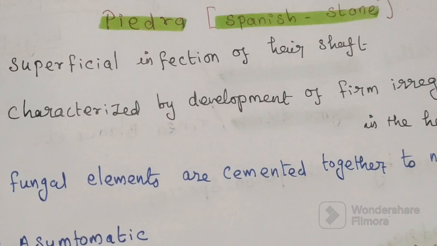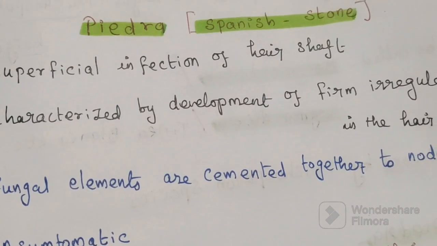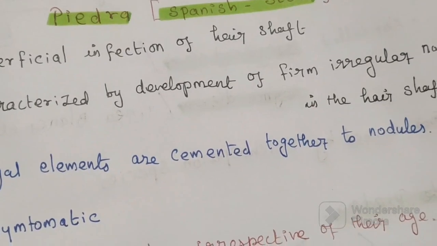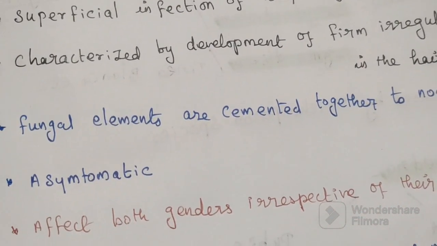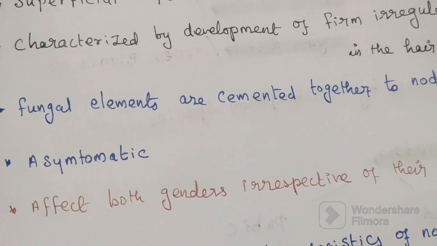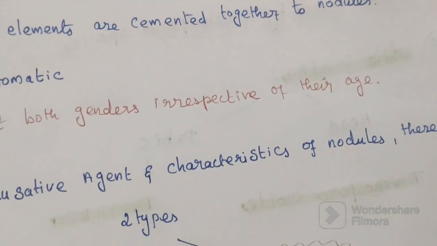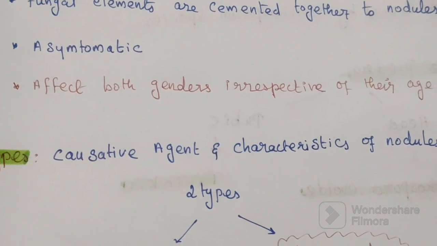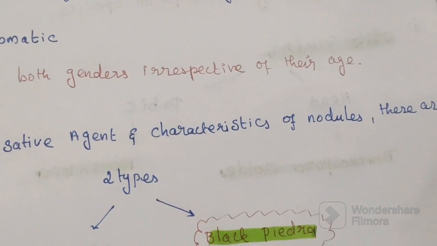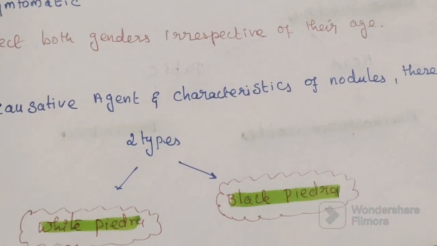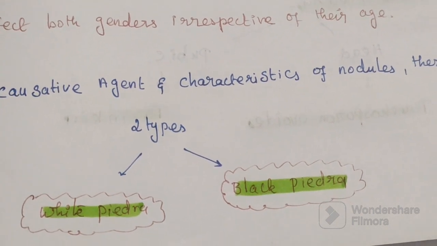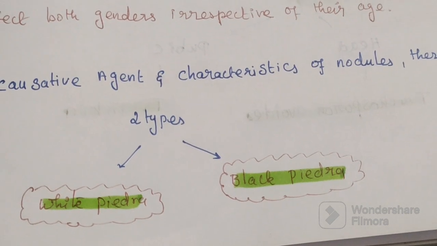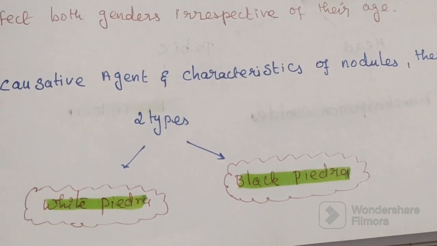The fungal elements are cemented together to form nodules. Mostly this one is asymptomatic. It affects both genders. Then, types are based on the causing agent and the characteristics of the nodules. It is classified into two main types: white Piedra and black Piedra.